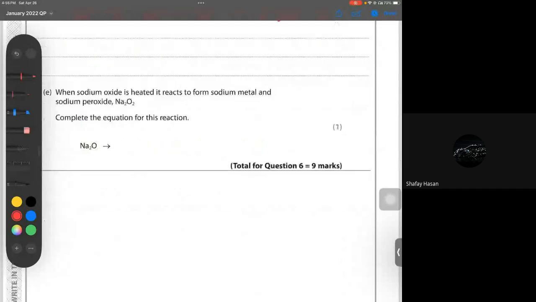Complete the equation for this reaction. When sodium oxide is heated, of course it would break down into sodium metal and oxygen gas. We have to balance this, so it would be 4.